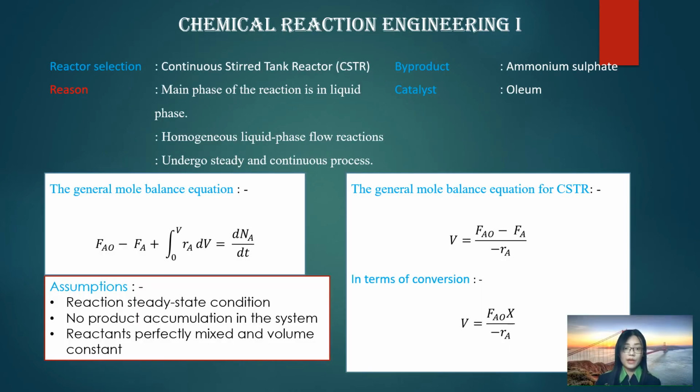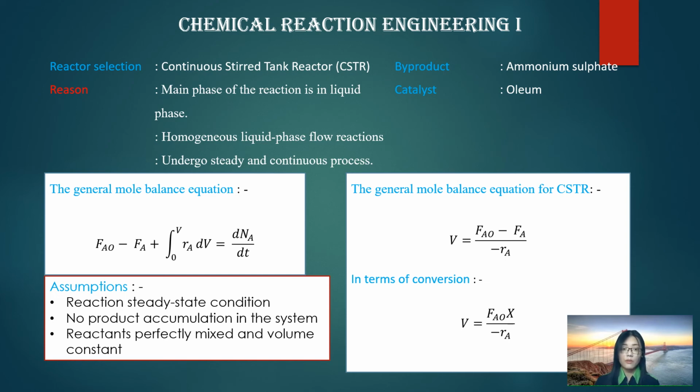Continuing to the chemical reaction engineering part, our reactor selection for our reaction is the continuous stirred tank reactor, CSTR. This is due to our process mainly involving liquid phase reactants under a steady and continuous process. CSTR is commonly used for homogeneous liquid phase reactions. Oleum is used as solvent and catalyst in this process. The byproduct produced in the production of caprolactam is ammonium sulfate.